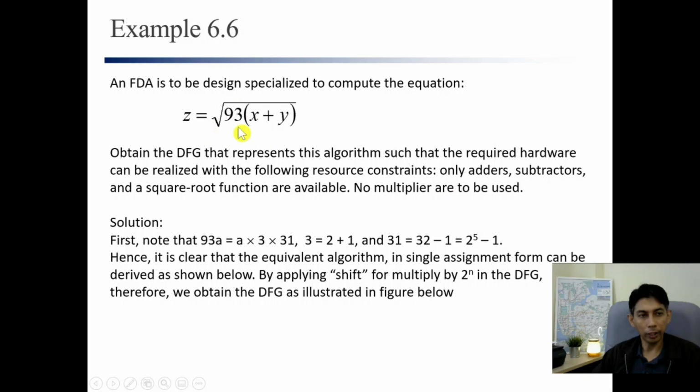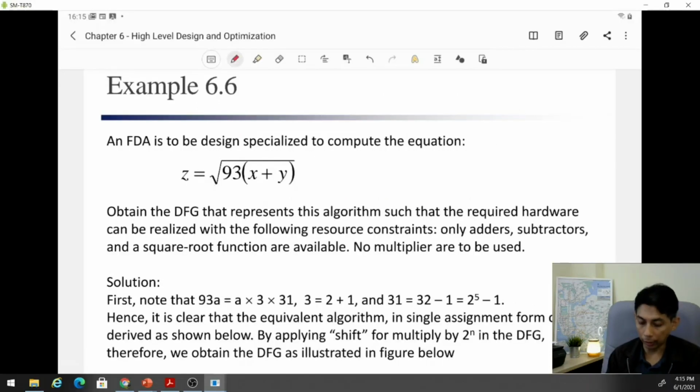So if we want to design the DFG for this, if we are allowed to use a multiplier, it's easy because we can do x, y, and multiply by 93, and then we use the square root function to get z. But now the problem is that we are not allowed to use a multiplier. So how to do that?